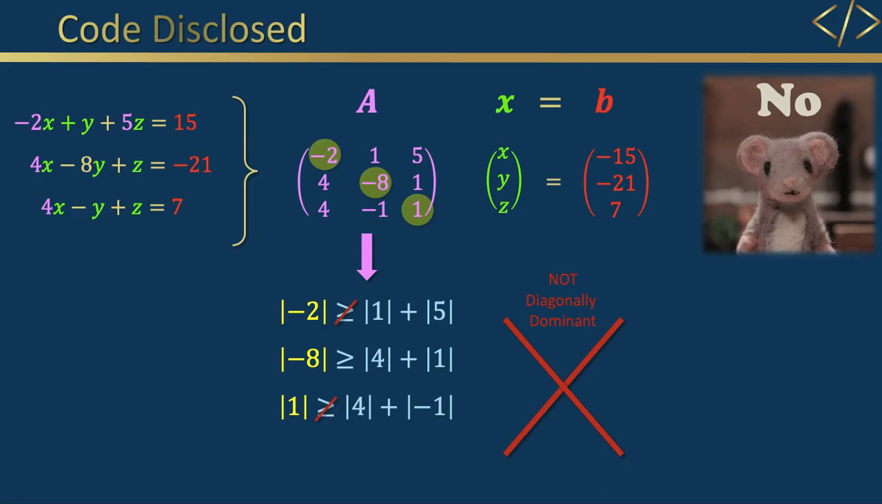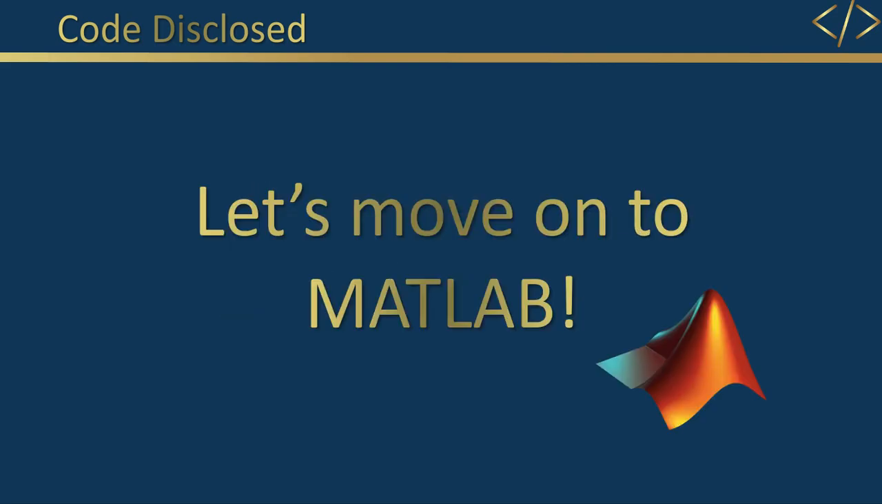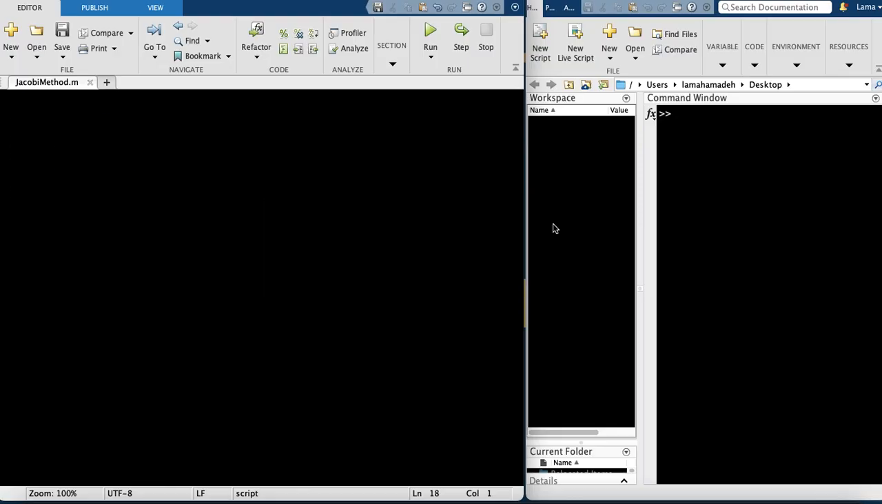So just by swapping 2 equations of the system, it can change everything about the way we solve this system. All right, so we need to code this. We need to write a MATLAB code to explain this. Let's move to MATLAB now.